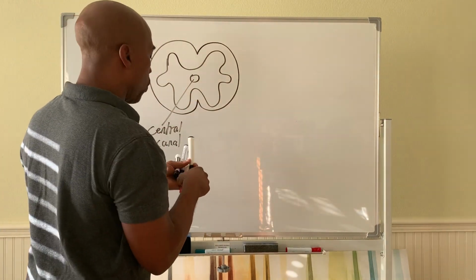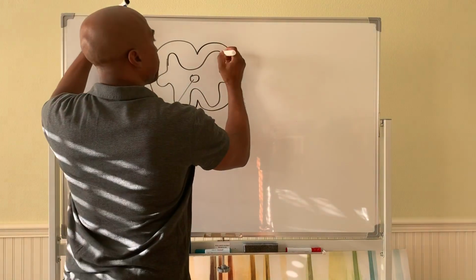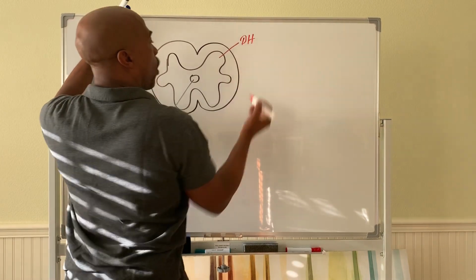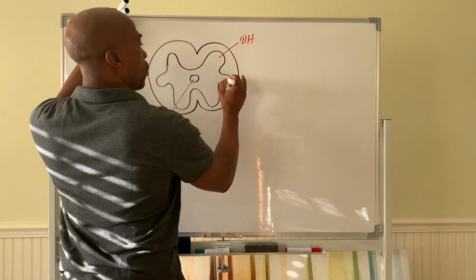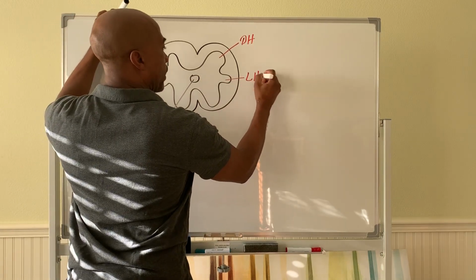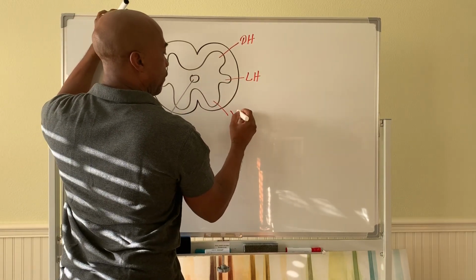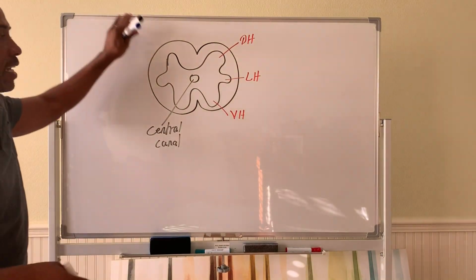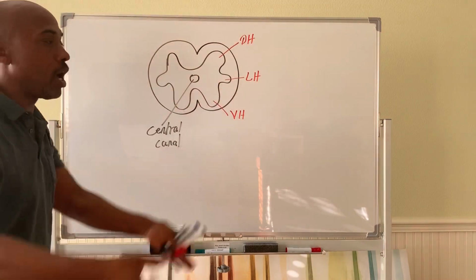So let's label these horns. This horn here is called the dorsal horn or posterior horn. This horn is the lateral horn. This horn is the ventral horn. So you have three horns on both sides of the spinal cord. Sometimes the lateral horn is not there depending on where you are along the spinal cord.